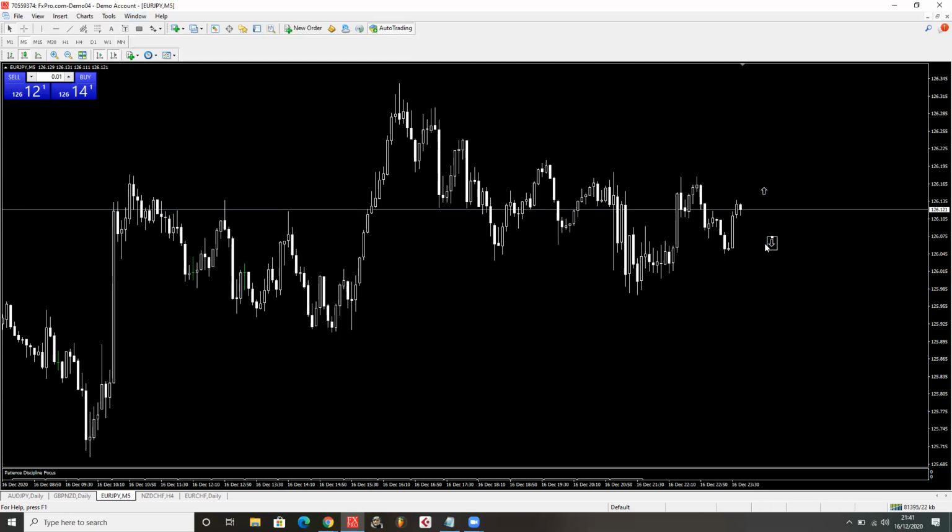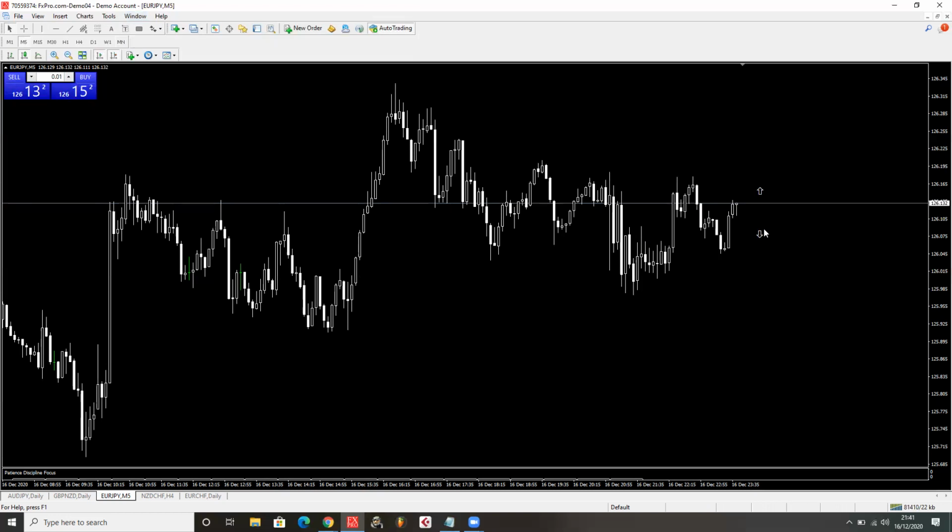Now, where is the current price? What's price at the moment? Can you tell me the number price is at? 126.130. Beautiful. And you know by looking at the left and by the right, right?